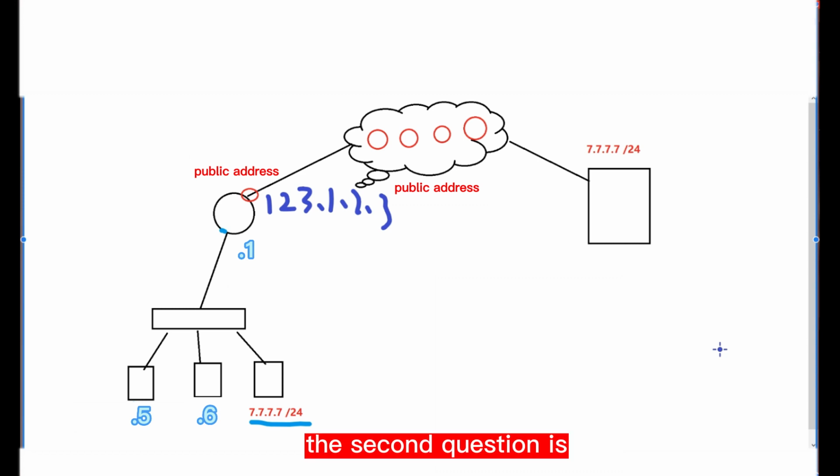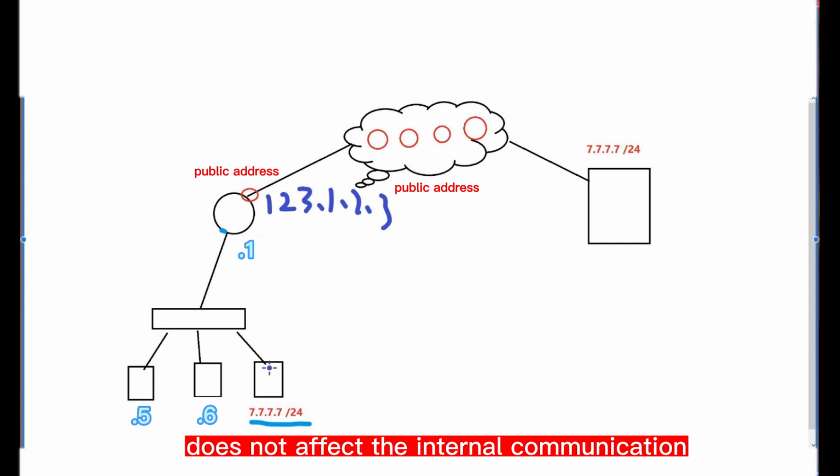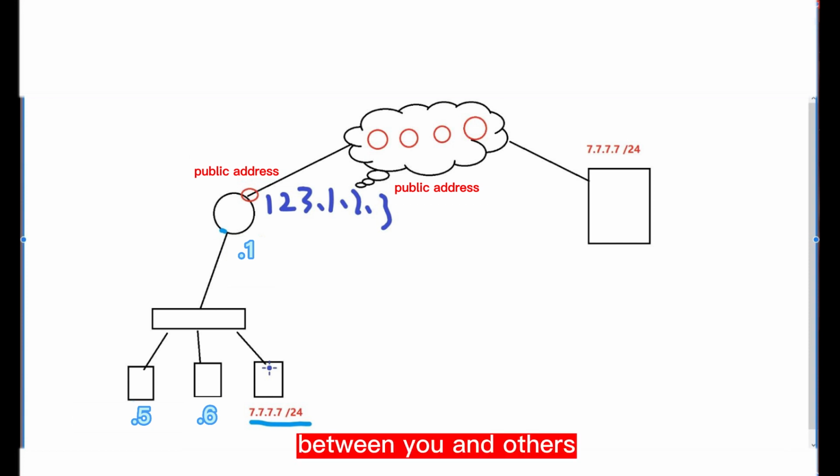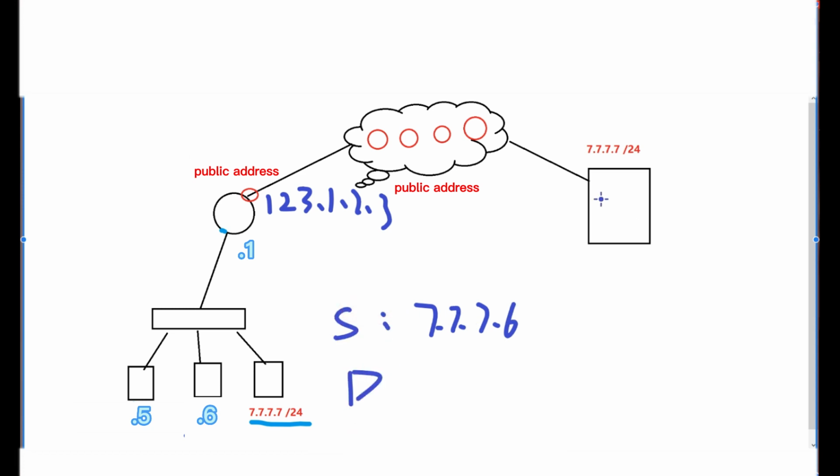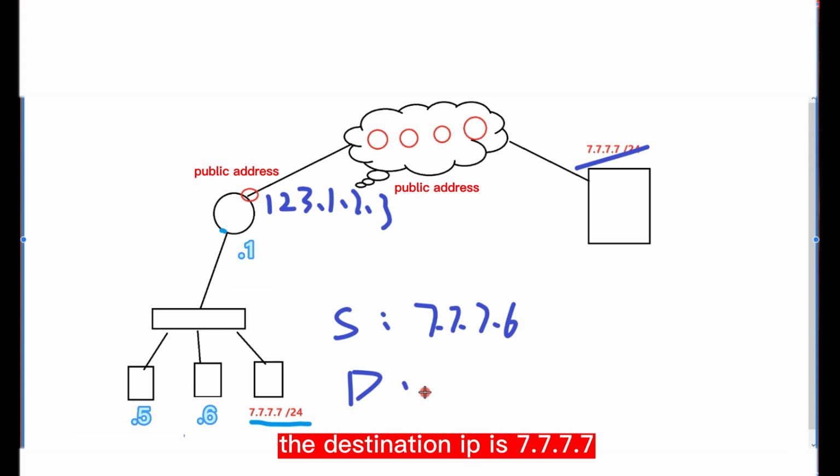The second problem is that if your address is wrongly configured, it does not affect communication between you and others on the internal network. The intranet is still accessible. But the device on the left, 7.7.7.6, when it wants to visit Google, has its own source IP and the destination IP 7.7.7.7.